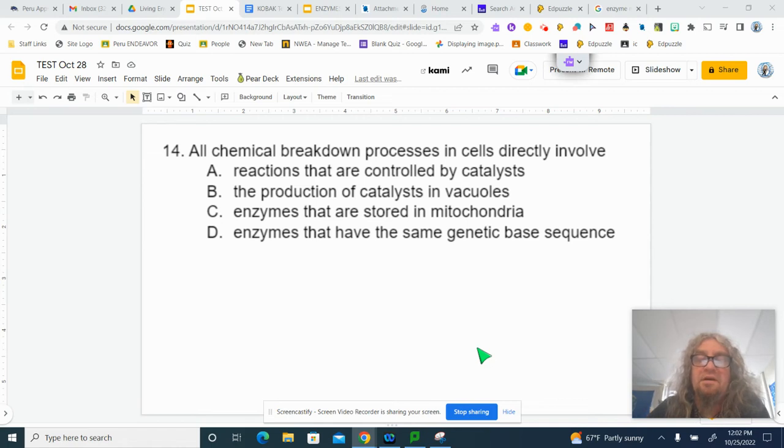Number 14. All chemical breakdown processes in cells directly involve A, reactions that are controlled by catalysts, B, the production of catalysts in vacuoles, C, enzymes that are stored in the mitochondria, or D, enzymes that have the same genetic base sequence.